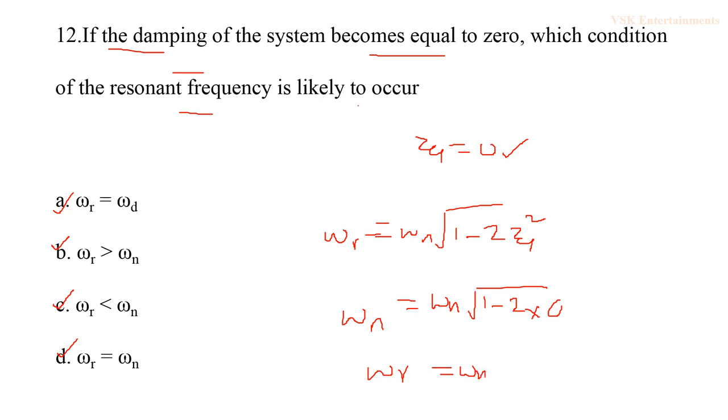This is not omega n, this is omega r. So finally, if zeta is equal to 0, we are getting omega r is equal to omega n. That is, the resonance frequency is equal to the natural frequency. So option D is the right answer for this one. These types of bits are very important from a GATE point of view.